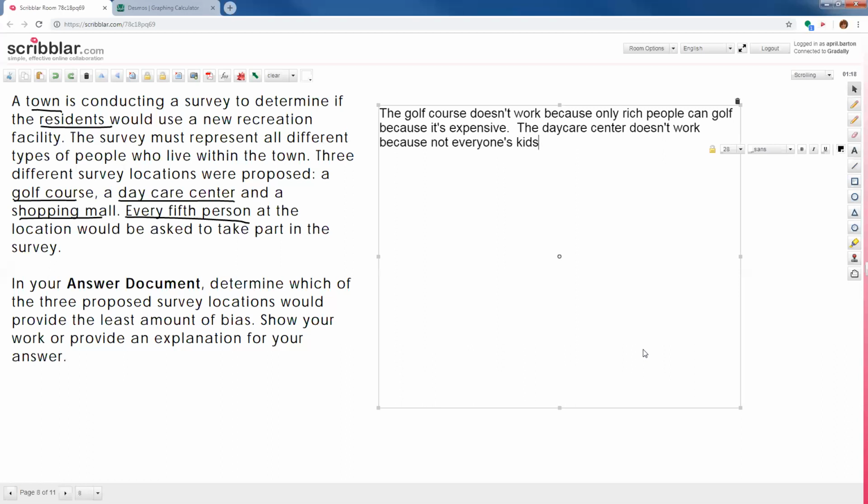kids go to daycare. I don't think they're really caring how grammatically correct you are. Like my sentences aren't put together very well, but as long as you give the correct reason. You could have also said, and not everyone has kids. The shopping mall has the most types of people going to it.